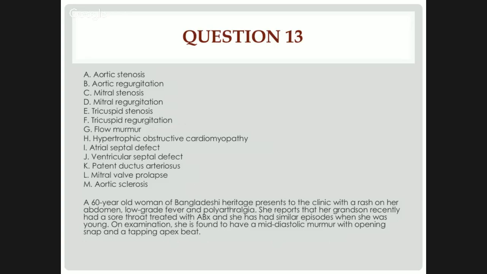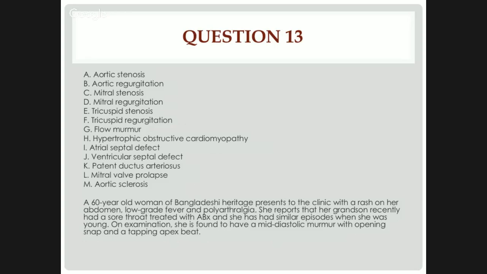A 60-year-old Bangladeshi woman presents to the clinic with a rash on her abdomen, a low-grade fever and polyarthralgia. She reports that her grandson recently had a sore throat, which was treated with antibiotics. She has had similar episodes of these symptoms when she was younger. On examination, she has a mid-diastolic murmur with opening snap and tapping apex beat.